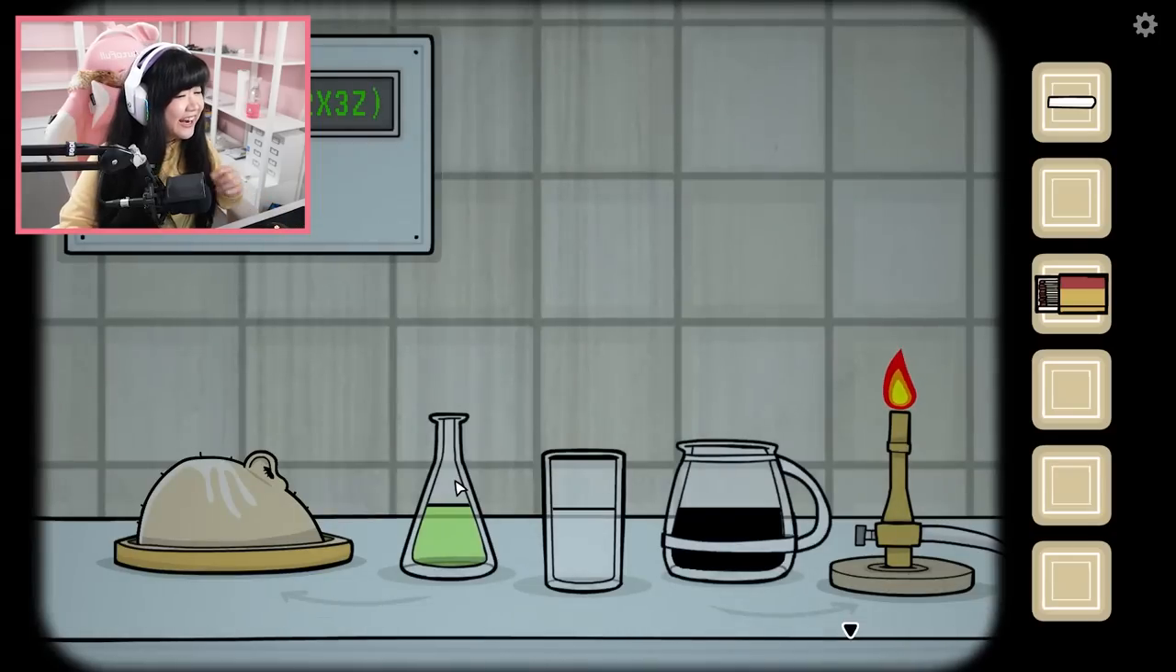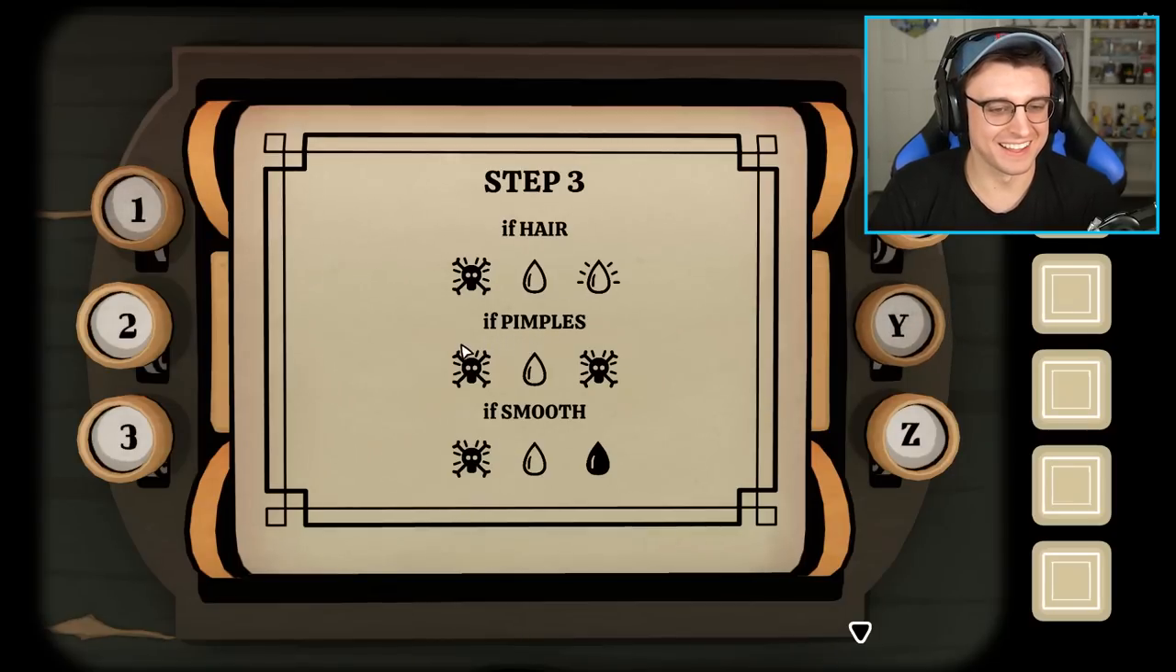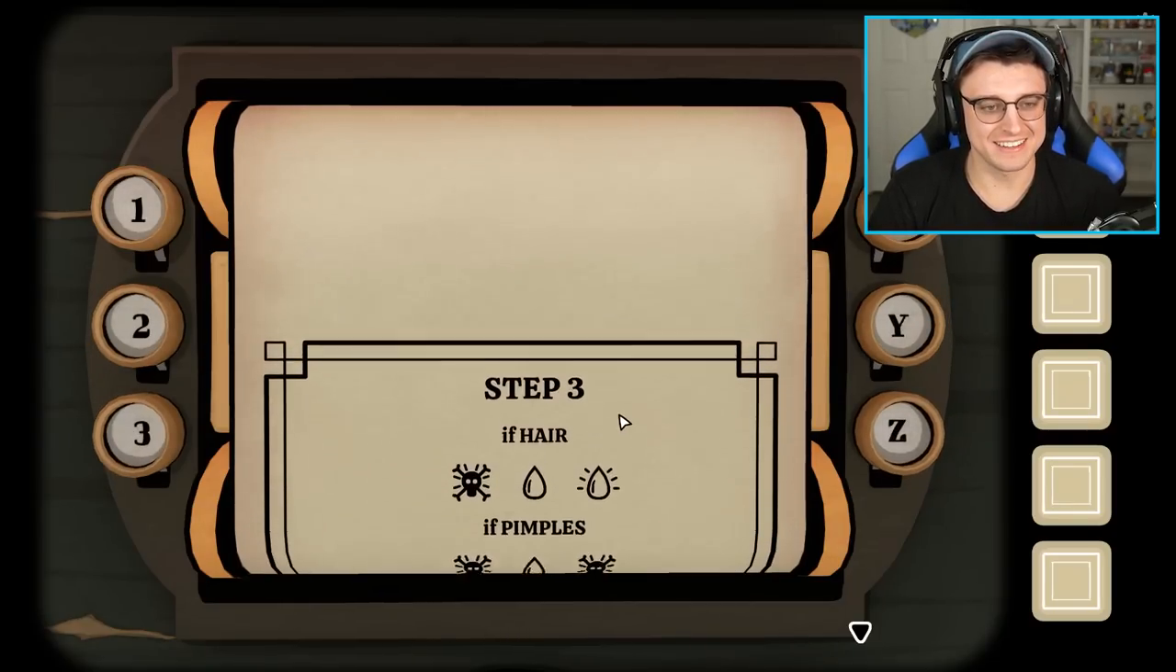Ah! It grew an ear! Step four! Is it turned into half a face with an ear? It has ear hair sticking out. It's gross. Step four. 1Y, 2X, 3Z.